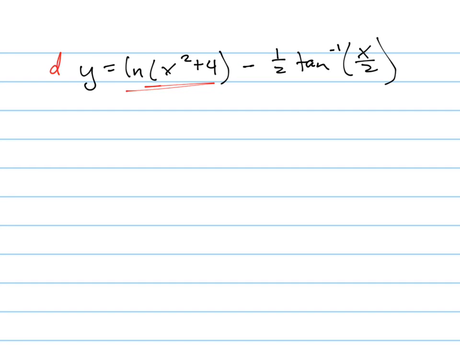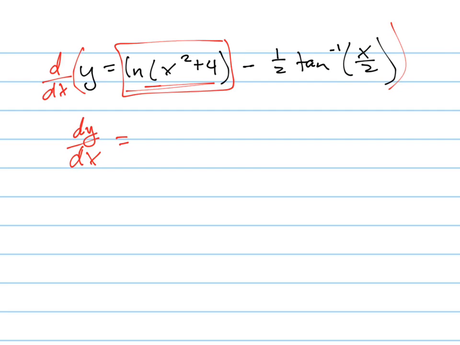So dy/dx, the derivative of this whole thing, in other words, the derivative of y, is equal to, treat that separately. What's the outer function? The natural log. And what's the derivative of a natural log? It would be 1 over x squared plus 4, times the derivative of x squared plus 4, which is 2x. Good. So there's the derivative of that one.